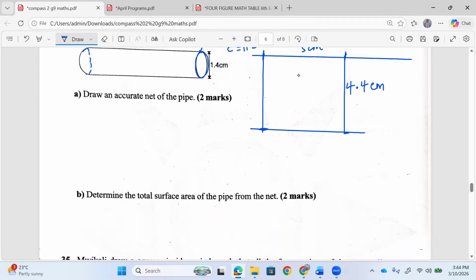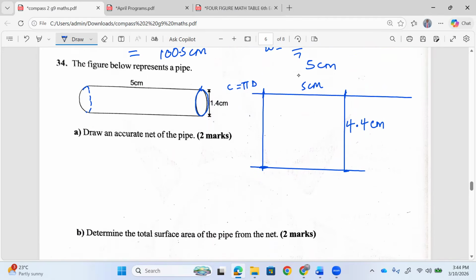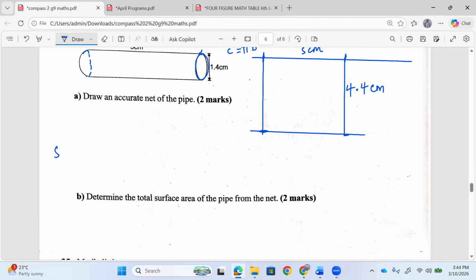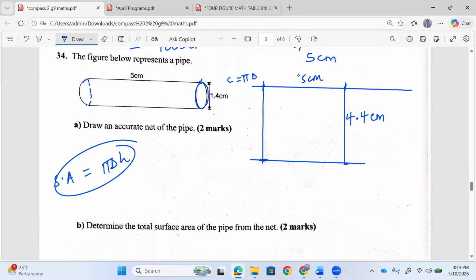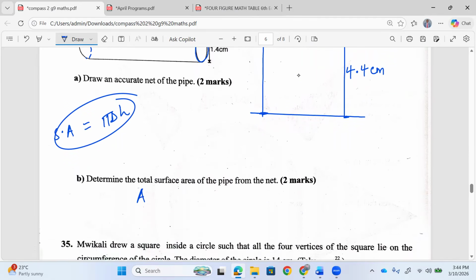So from there now we are told to find the total surface area of the pipe from the net. So from the net has already become rectangular. Remember, surface area for the curved part of a cylinder, we talk about pi d multiplied by h. But now it has already been opened into a rectangle. Therefore, we follow the formula of a rectangle, which is length times width.